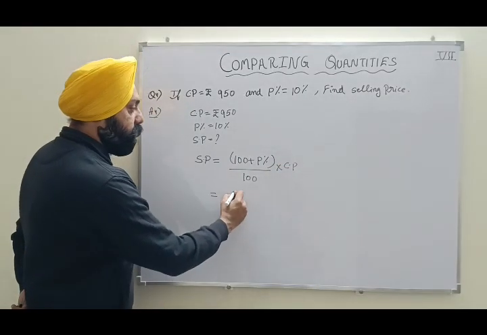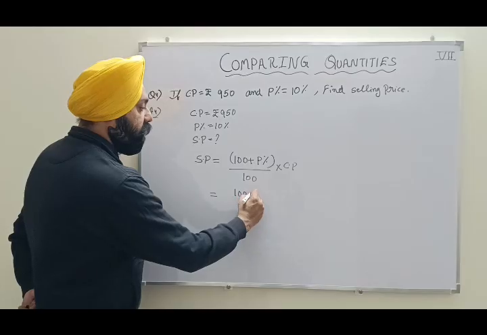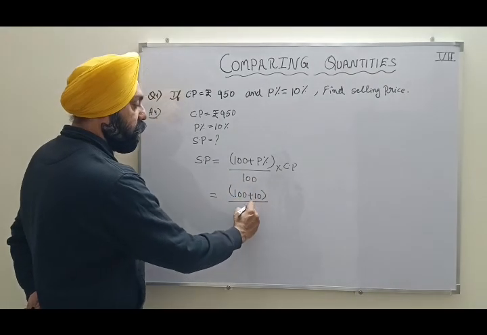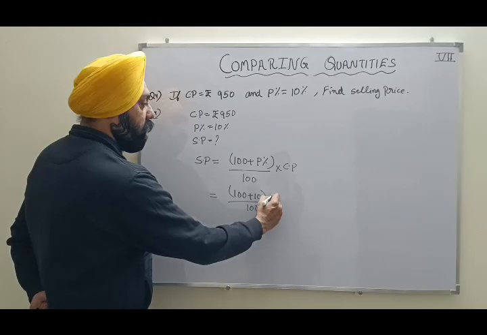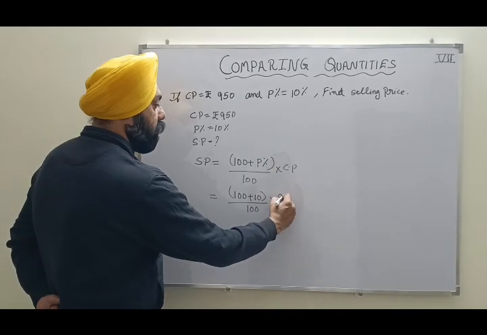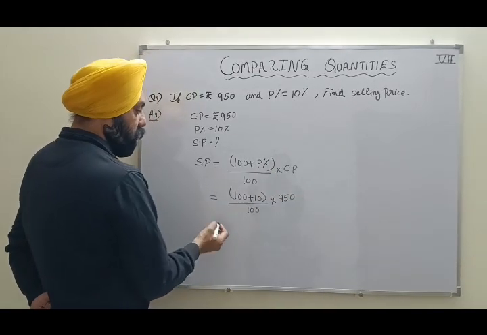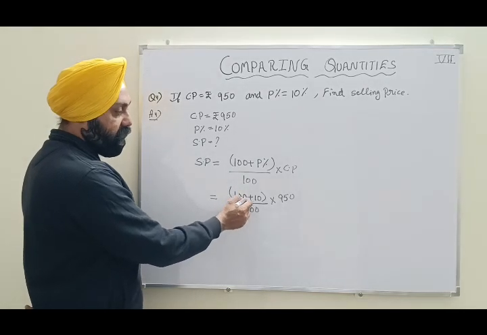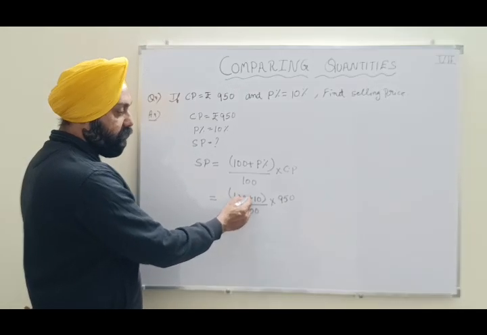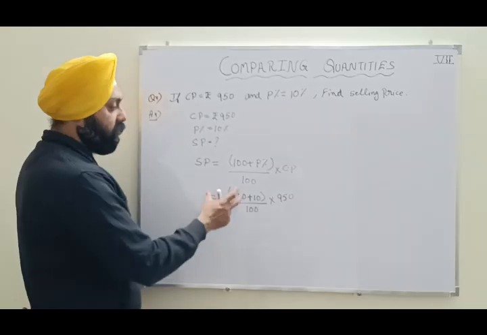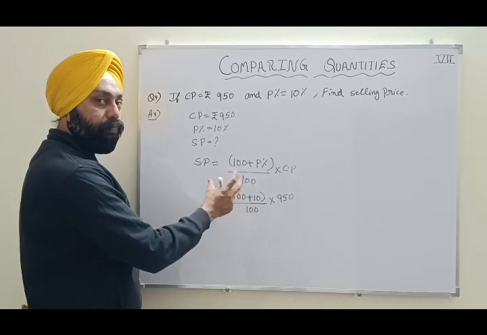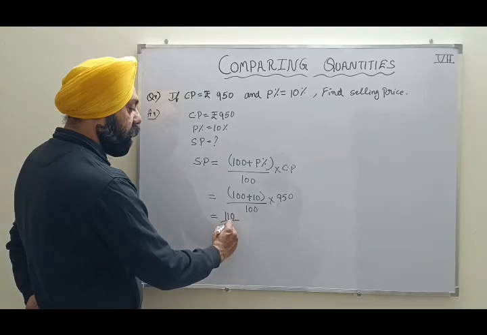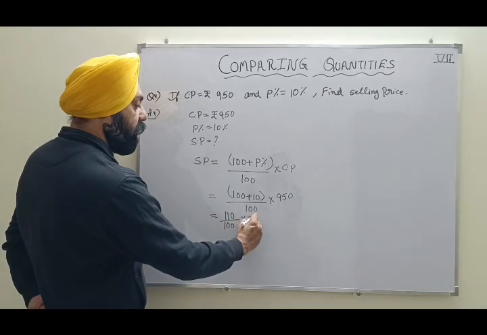Now profit percent was 10%, so we will write only 10. We will not write 10% because this 100 is already there. And cost price was 950. Never cut these zeros with these zeros as long as there is an addition or subtraction sign in between. The first step is always to solve the bracket. So it is 110 divided by 100 into 950.